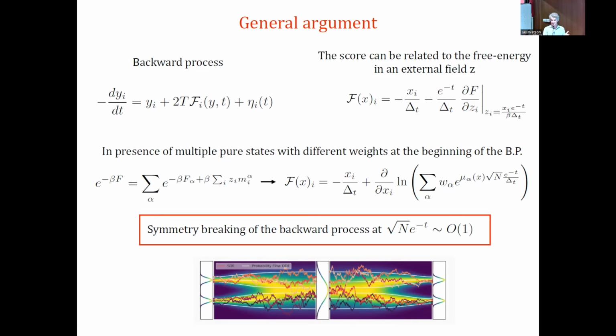The fact, of course, is that in general you don't know the free energy as a function of the field. That's the problem. If you knew it, then you would know the Langevin equation, the forces that allow you to go backward.